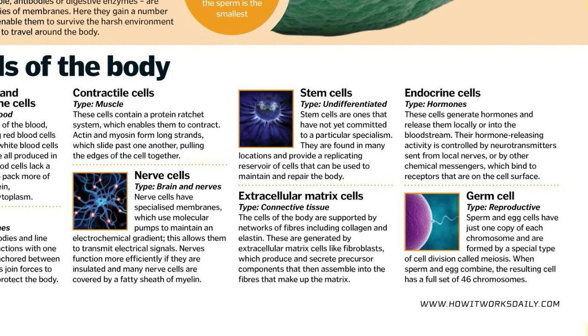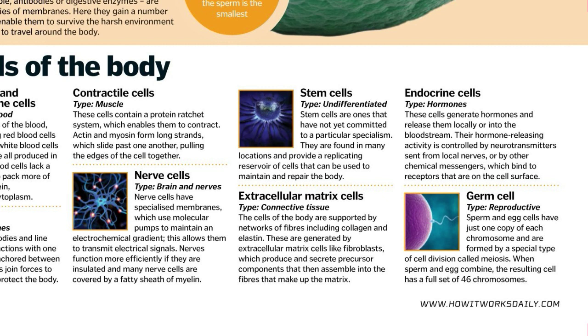Endocrine cells are a hormone type. Those cells generate hormones and release them locally or into the bloodstream. Their hormone-releasing activity is controlled by neurotransmitters sent from local nerves or by other chemical messengers which bind to receptors on the cell surface.